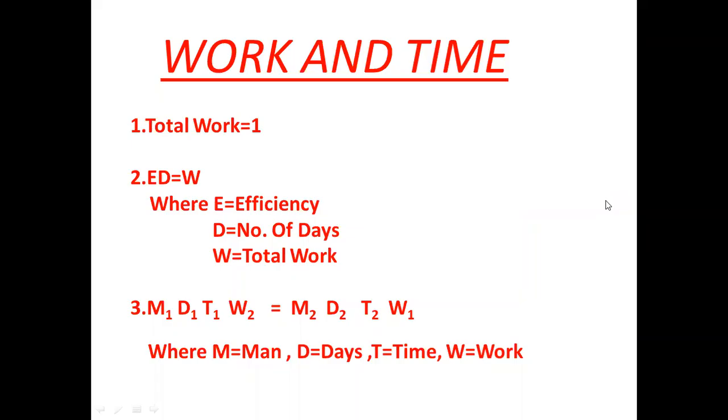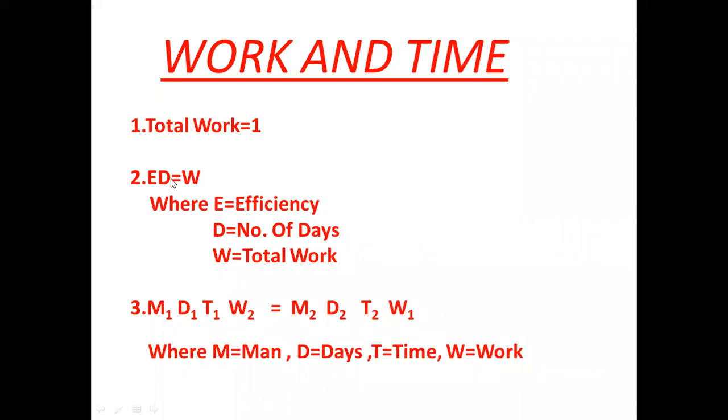Okay, as you can see on the screen, the name of this topic is work and time. Number one thing is the first formula: total work is equal to 1. Okay, you keep this in mind. Total work, you have to take it equal to 1. And then the second one is ED equal to W.